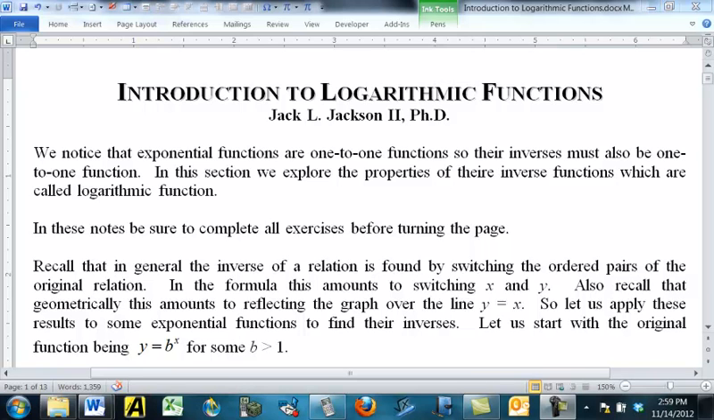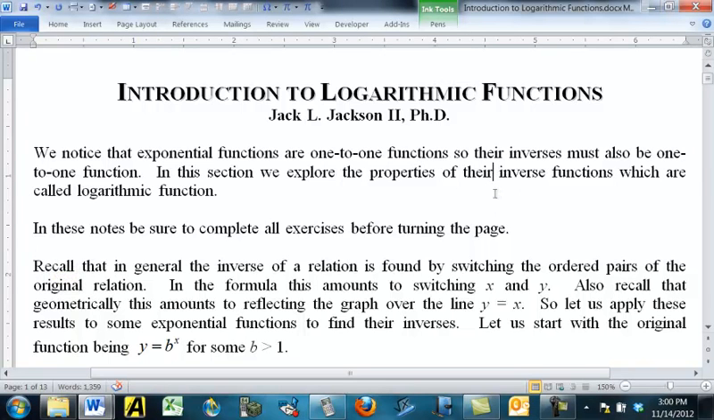And so we're going to explore the properties of their inverse functions, which are logarithmic functions.